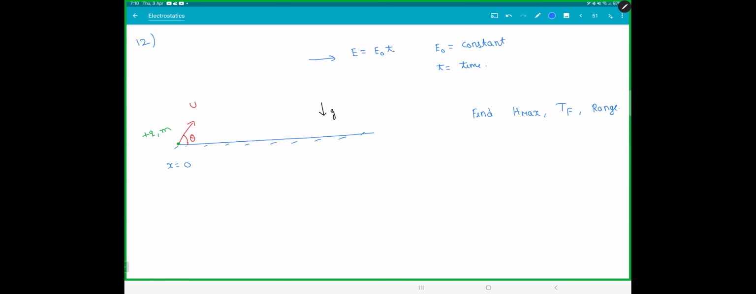The time of flight and H max will remain the same. That is the first thing you need to figure out, because H max and time of flight depend only on the vertical forces and vertical velocities. So nothing is changing in the vertical direction. The system doesn't care. The H max and time of flight will remain the same. What messes up is the range.